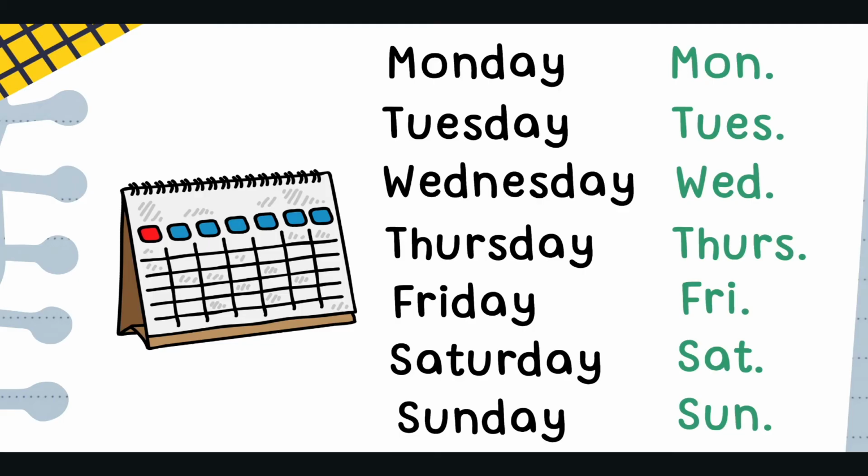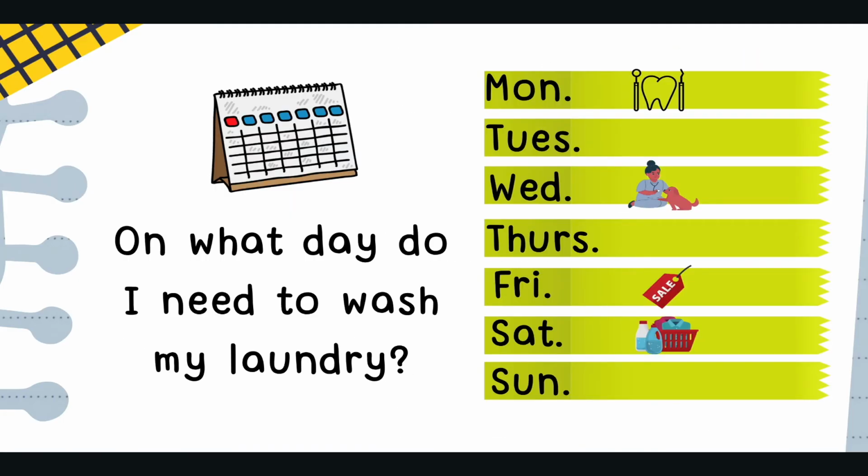Let's try to look at a calendar of some things coming up. Here is my calendar for the week. And the question I'm going to ask you is, on what day do I need to wash my laundry? I want you to go ahead and press pause. Look carefully at my calendar. When am I going to be doing my laundry? Press play when you're ready to tell me.